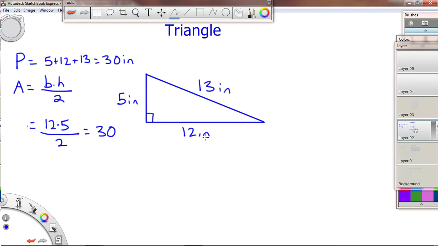What are my units? Ask yourself that question every time you do one of these problems. We're talking area, so we're talking how many little squares can I fit in here? In this case, square inches. Okay.